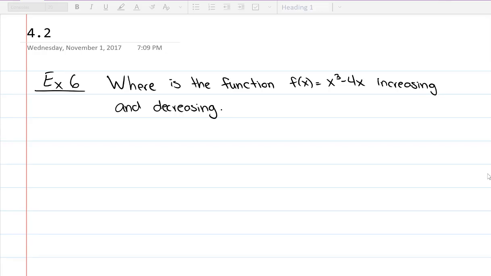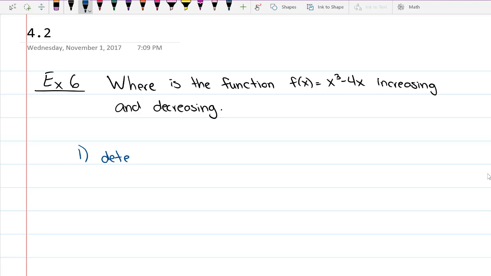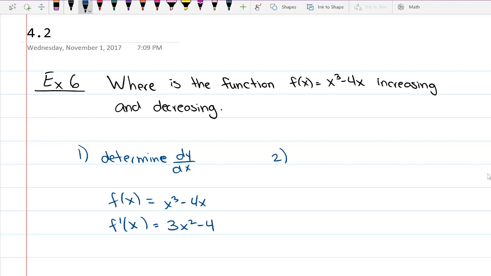So I'm going to list out some steps that I use in order to determine increasing or decreasing intervals of a function. The first step I do is I determine dy dx. So if f of x is equal to x cubed minus 4x, then f prime of x is equal to 3x squared minus 4.